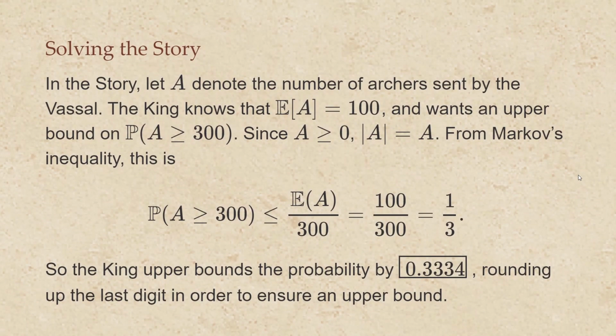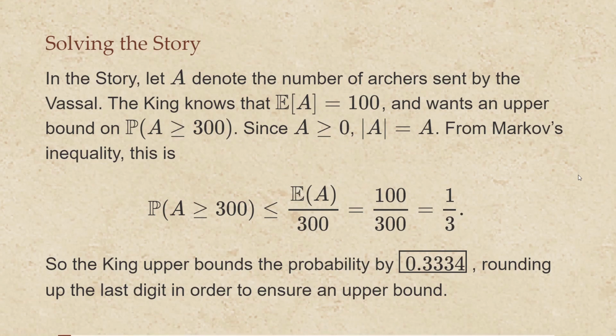In the story, let A denote the number of archers sent by the vassal. The king knows that the mean of A is 100 and wants an upper bound on the probability that A is at least 300. Since A is greater than or equal to 0, the absolute value of A is just A. From Markov's inequality, this gives that the probability that A is at least 300 is at most the mean of A divided by 300, so 100 over 300, or 1/3. So the king upper bounds the probability by 0.3334, rounding up the last digit in order to ensure an upper bound.